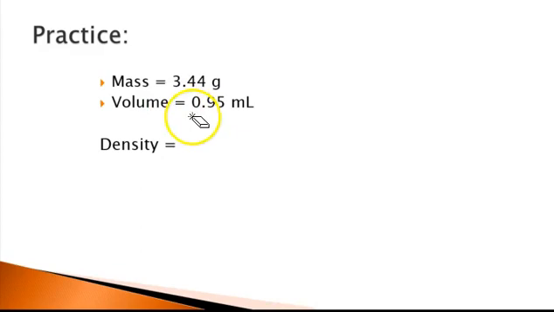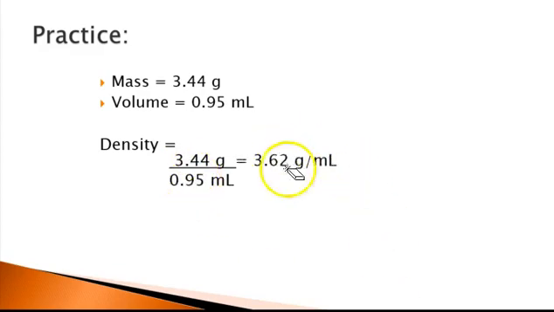Okay, so you've solved the problem. Mass was 3.44 divided by the volume of 0.95. 0.95 actually only has two significant figures, so this is not the correct answer in sig figs. How would I get this answer to be the correct significant figures?